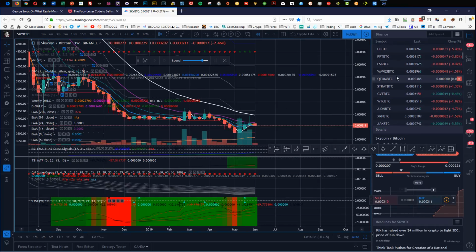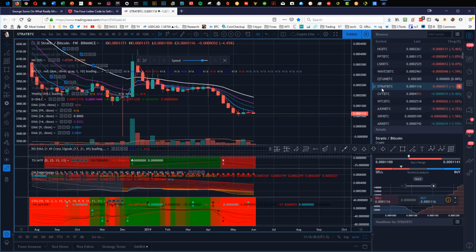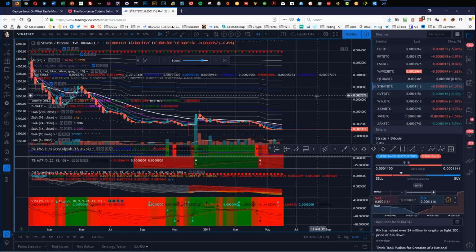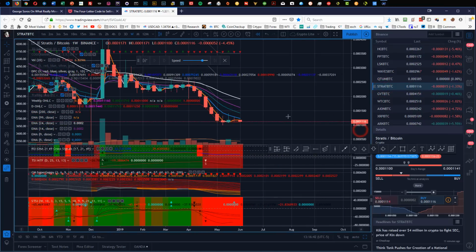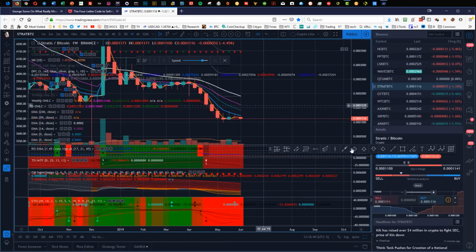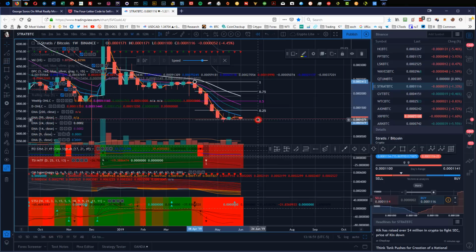And I'm just going to go through a few more of these. That's fitting the same model. I'm going to try to find something that's a different model. Okay, here we go. Strat. So Strat is, we use this here, and we'll use this here.